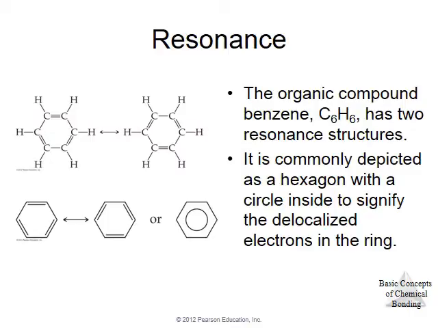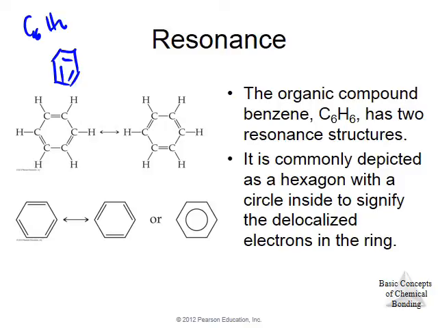Next, we are going to show you resonance in benzene. The formula for benzene is C6H6. And it's a cyclic structure. Let me draw that. It's a double bond, single bond, double bond, single bond, double bond. So that's double bond, single bond, double bond in the benzene ring.